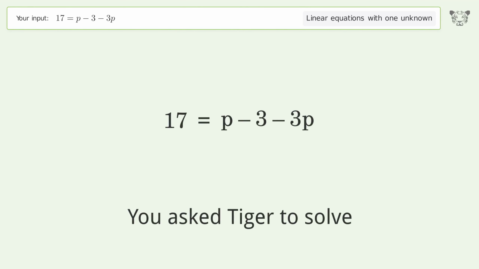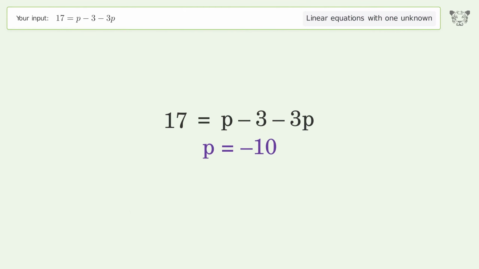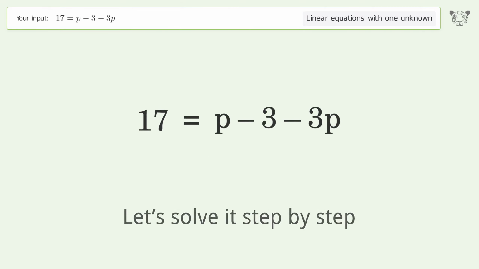You ask Tiger to solve. This deals with linear equations with one unknown. The final result is p equals -10. Let's solve it step by step.